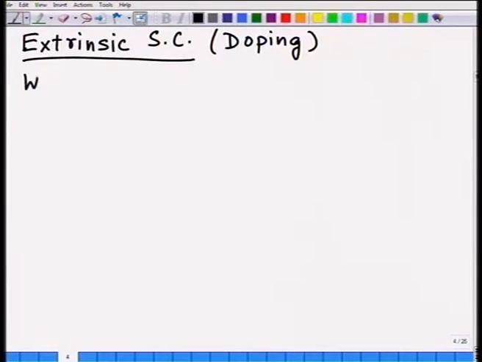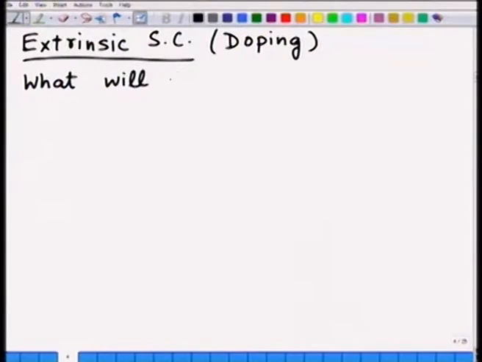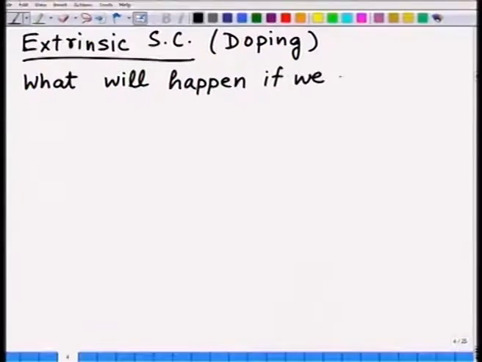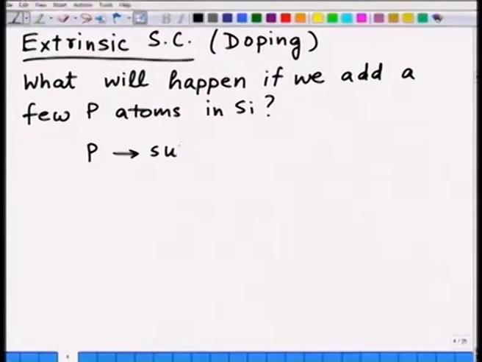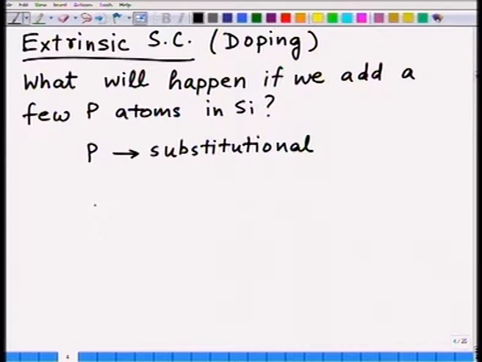So let us ask a very typical question. What will happen if we add a few phosphorus atoms in silicon? That is the question we ask. First of all, the phosphorus atom goes on a substitutional site, meaning I have a lattice with silicon atoms sitting on these lattice positions. When I add phosphorus, essentially phosphorus is replacing some of these silicon atoms, and occupies the site which otherwise belongs to silicon. That is called a substitutional site, and so phosphorus is a substitutional atom.